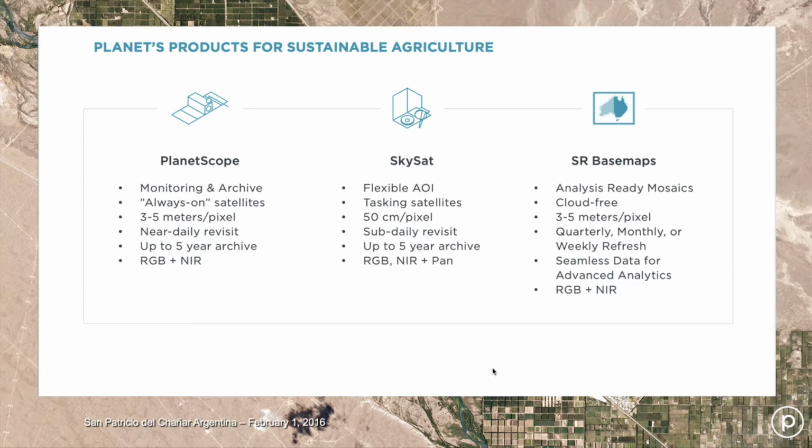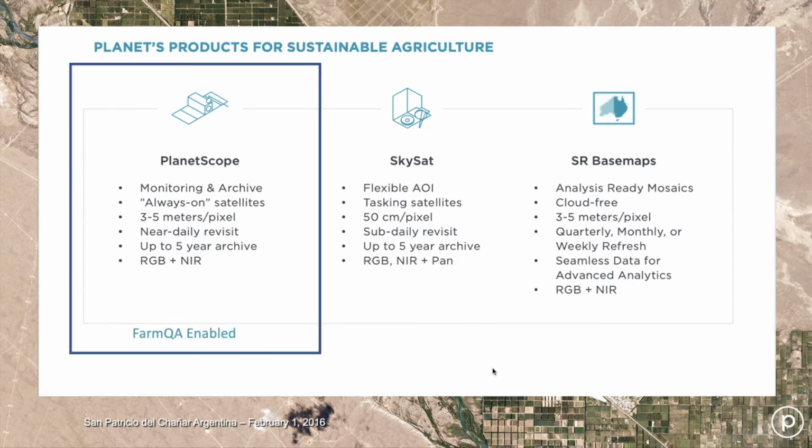So when it comes to the Planet offering, I talked about the different hardware that they use. PlanetScope, that would be their 3 to 5 meter product that's captured daily. That's what we started with in our FarmQA integration, which we really started in the spring of 2021. So we are actually fairly new to this integration, although this piece is well built out and tested.